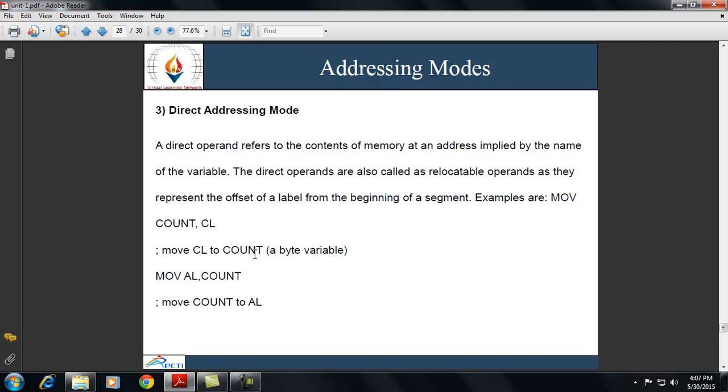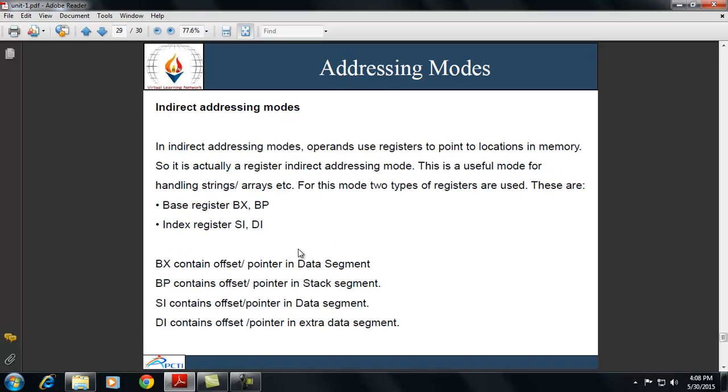Next is direct addressing mode. A direct operand refers to the content of memory at an address implied by the name of the variable. For example, if we write MOV count, CL, count is the name of the variable, or we can say a named storage location of memory, and if we move the content of CL to count, then it is direct addressing mode because we refer to a location of memory which contains the data.